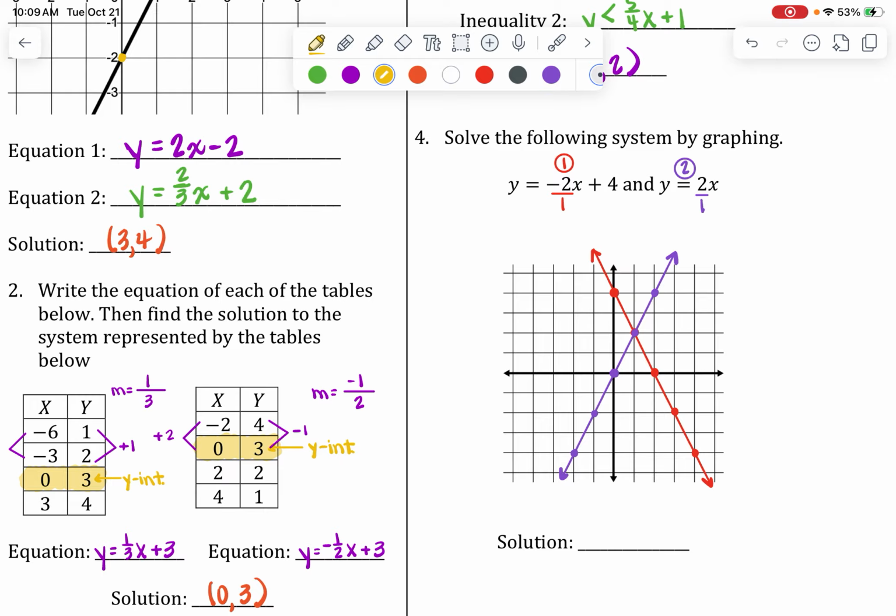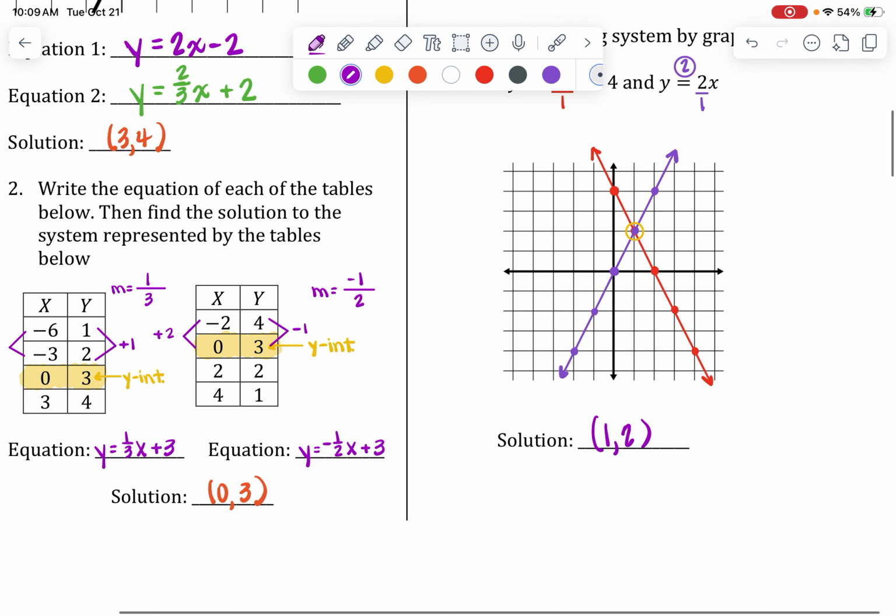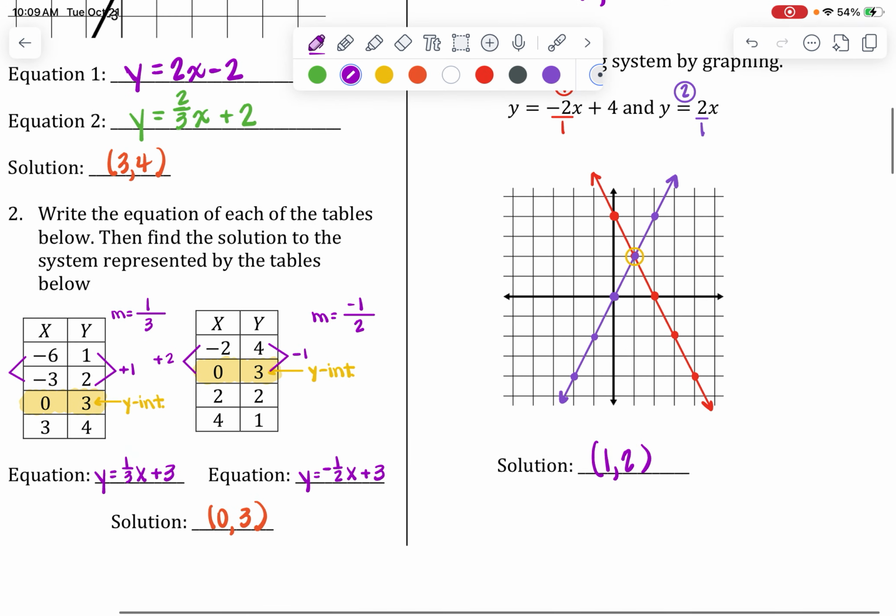And then, of course, our solution is the 1 point they have in common, which looks like that's going to be 1, 2. Okay. Now, if you have time on your test, you should totally check your answer, right? And you can check this in Desmos. That would be a wonderful way to check it. You can check it algebraically, right? By simply just taking the 1 in for the x and the 2 in for the y.